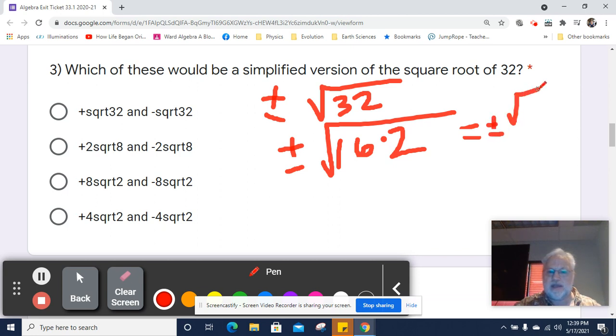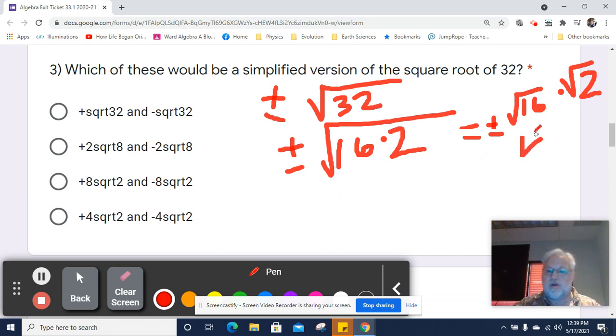So plus or minus the square root of 16 times 2, which is going to be plus or minus the square root of 16 times the square root of 2. Now, the square root of 2 is not reducible. It's an irrational number that starts with 1.4, and you will be writing forever and forever because it will never end. But the square root of 16 is neat and tidy.